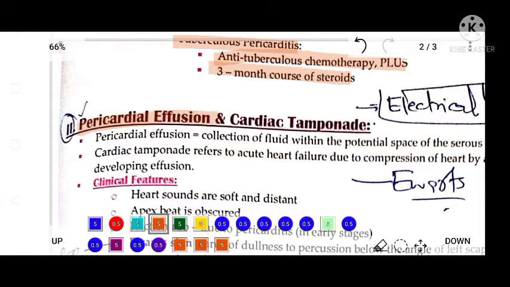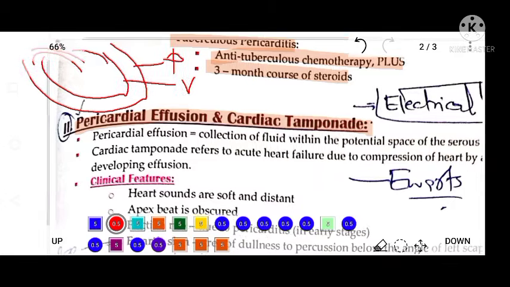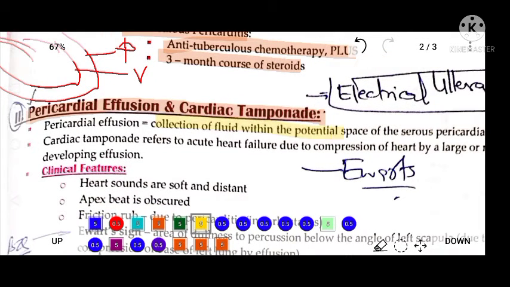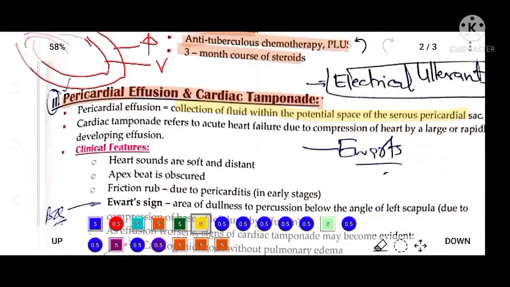Now the pericardial effusion and cardiac tamponade. Pericardial effusion means accumulation of fluid in the pericardial cavity. For the basic recall, we know that there are two types of pericardium: one is visceral pericardium and another is parietal pericardium. The collection of fluid in the potential space between the serous and visceral pericardium is known as pericardial effusion.